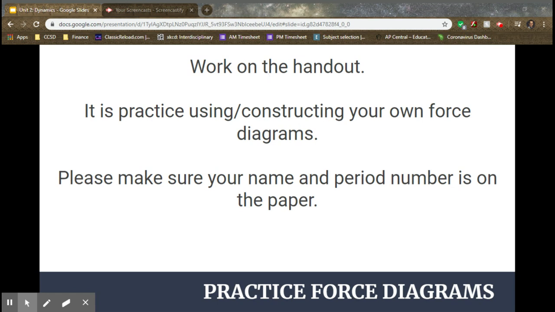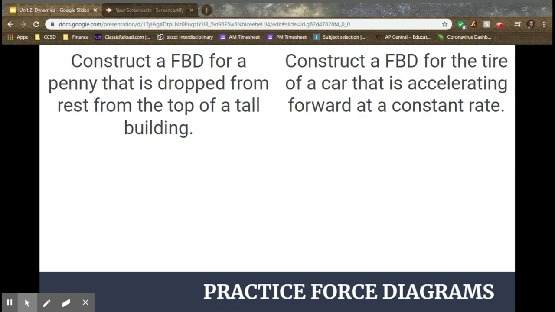We'll skip this slide because I don't have something for you to do right now. I did put a few examples in here. Let's go ahead and see what we can figure out. I'll read these out, then you can pause the video and see if you can construct force diagrams for them. So, construct a free body diagram for a penny that has dropped from rest from the top of a tall building.